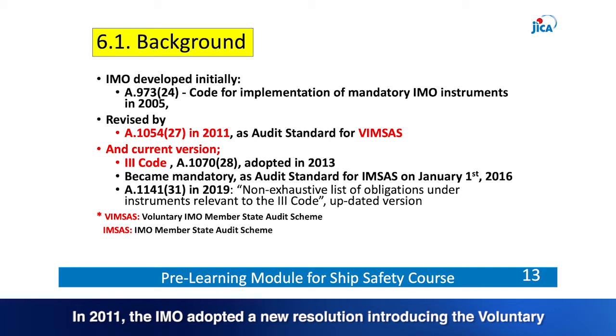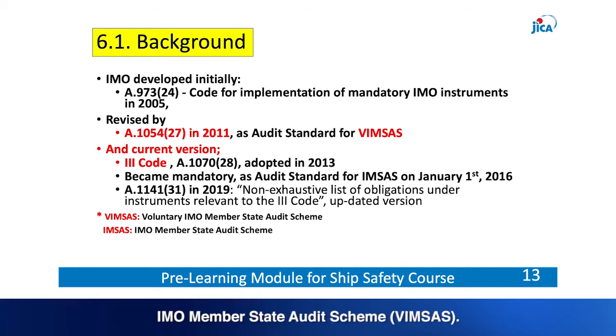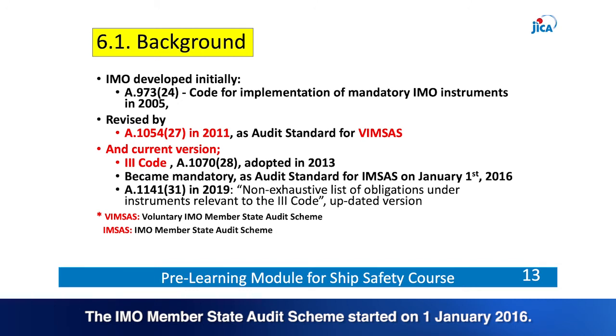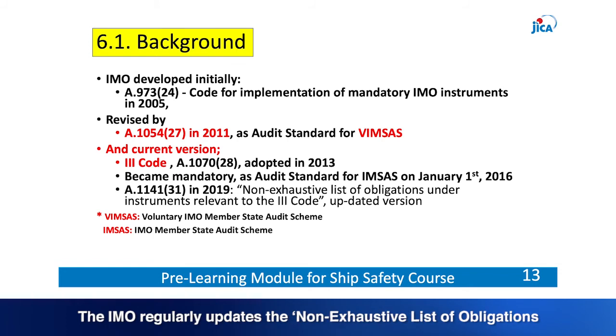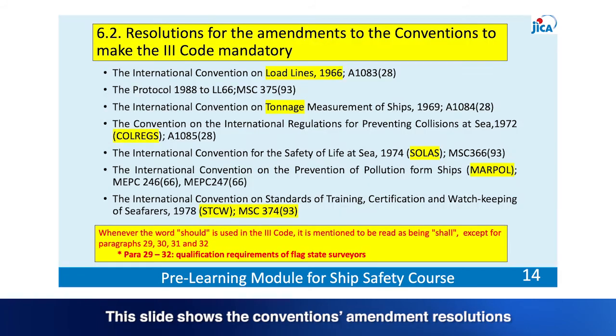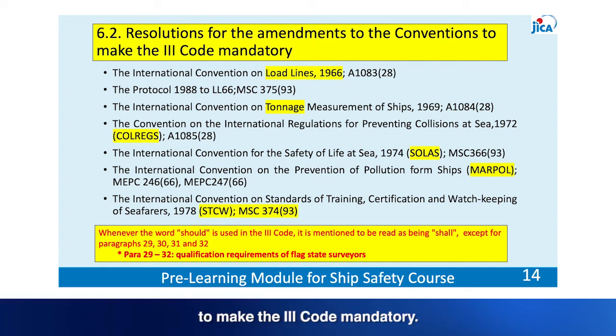In 2011, the IMO adopted a new resolution introducing the Voluntary IMO Member State Audit Scheme, VIMSAS. The audit scheme started as voluntary, but became mandatory with the adoption of Assembly Resolution A1070/28. The IMO Member State Audit Scheme started on 1 January 2016. The IMO regularly updates the non-exhaustive list of obligations under instruments relevant to the III Code. This slide shows the Convention's amendment resolutions to make the III Code mandatory.